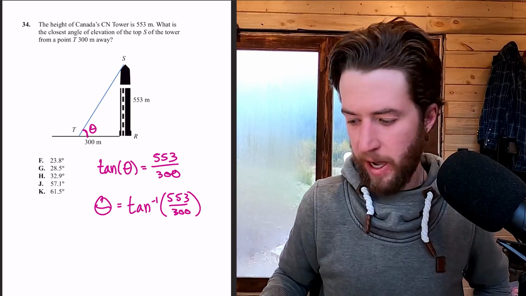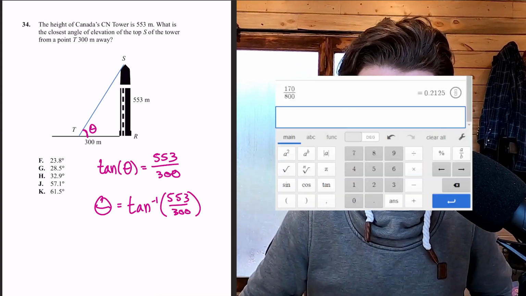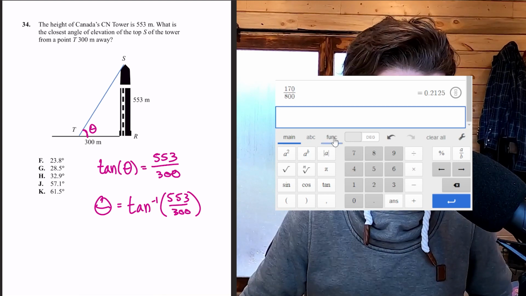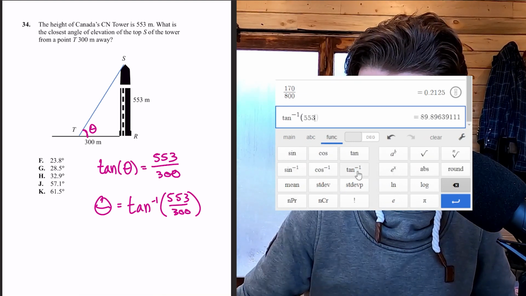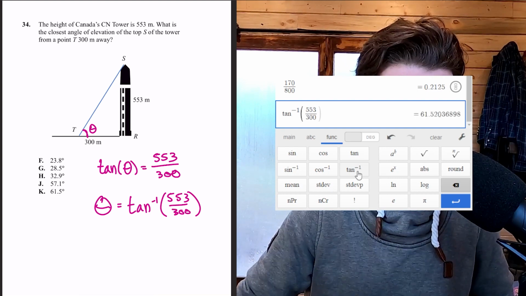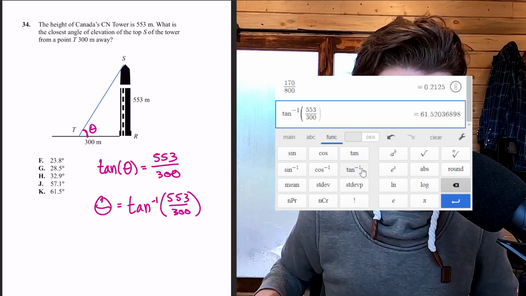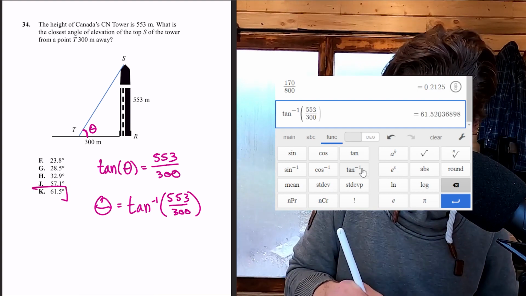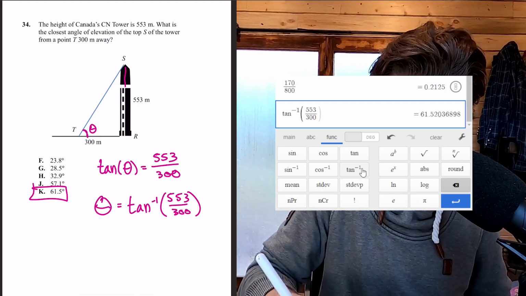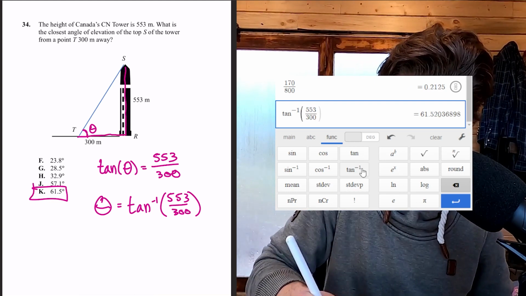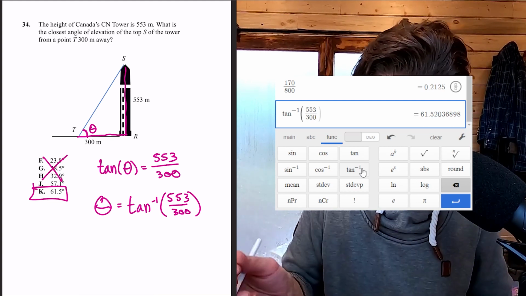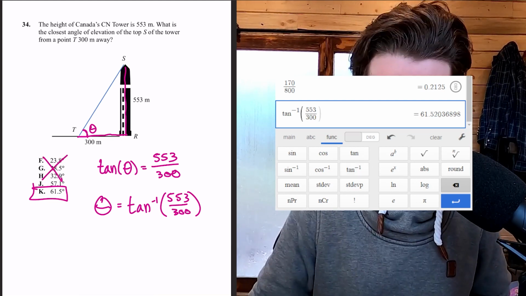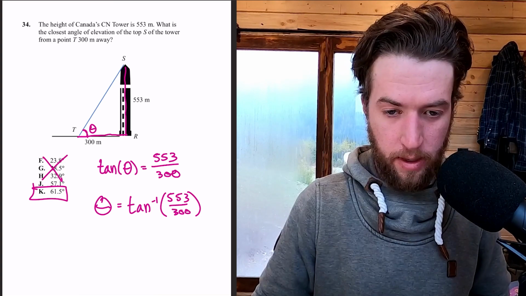Okay, it's kind of like dividing for trig functions. So let's see, tangent inverse, where is that? Tangent inverse of 553 over 300. Is that an answer, 61.5? Yeah, it looks like it's an answer. Does that make sense? Well, this is taller than it is wide on the ground, so it should be steeper than 45 degrees. So all of those can go anyway. Okay, on to the next. Let's get rid of this calculator. And on to the next.